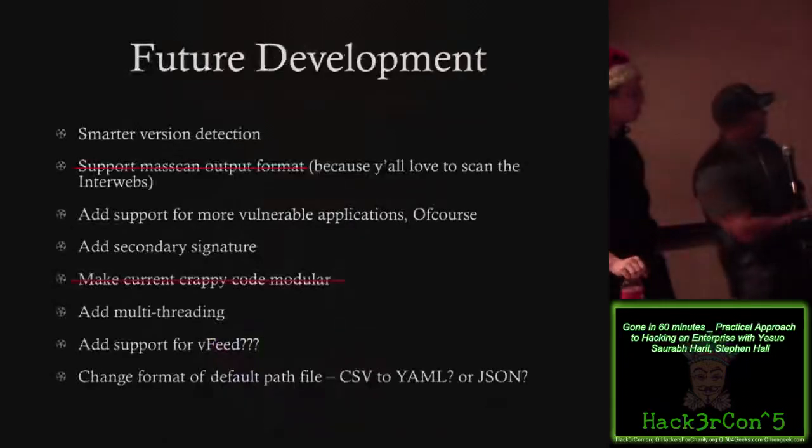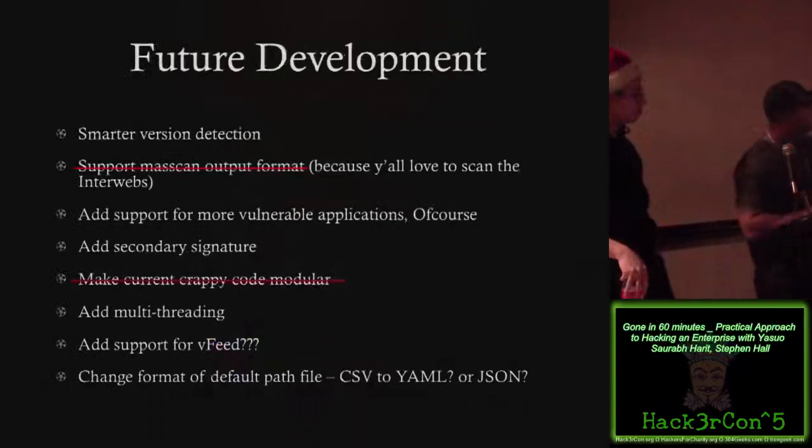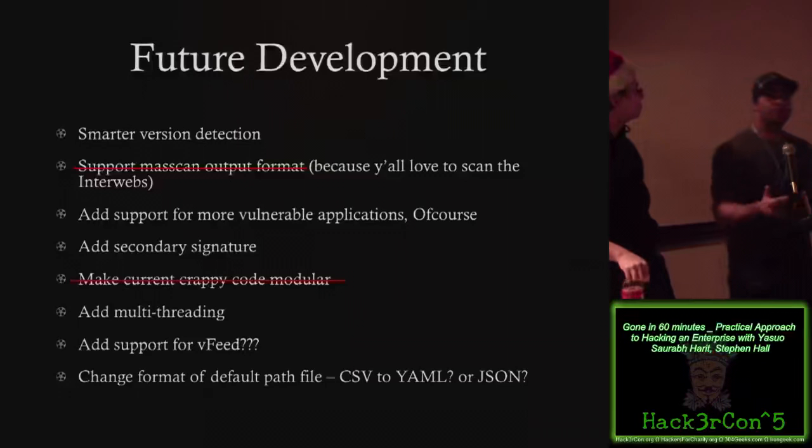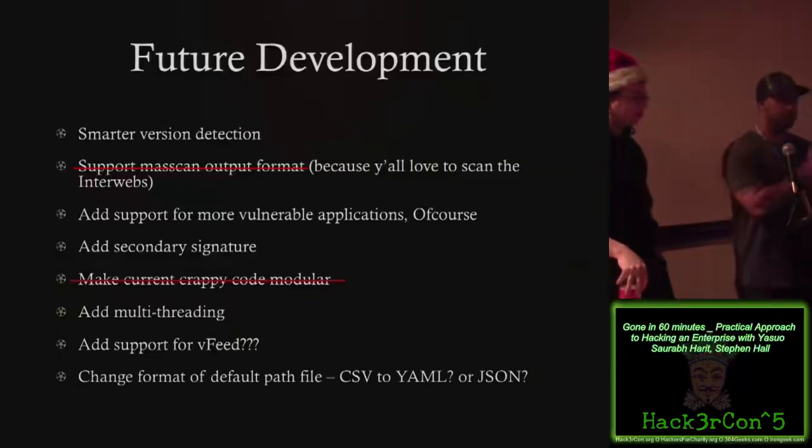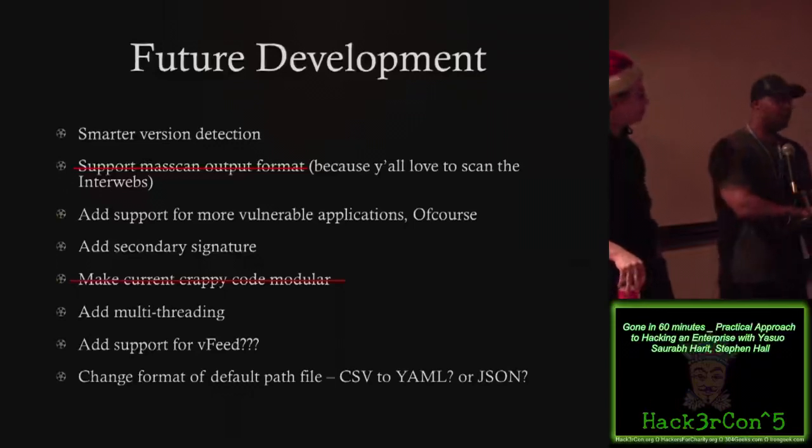Some future development. We want to implement smarter version detection, which currently is not there. Support Masscan output. I think we support Masscan output now, but not by default. I think there's a switch in Masscan that you have to use that will generate the right output format. So you can use that and do mass pwnage on the internet. Not that I'm recommending it, not at all. Add support for more vulnerable applications. That's always going to be the case.